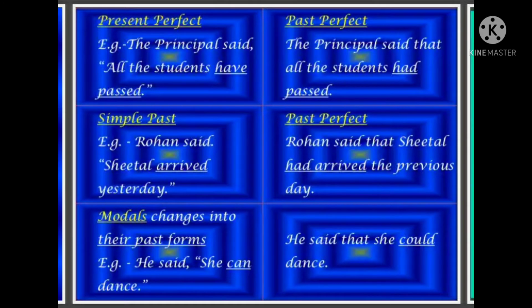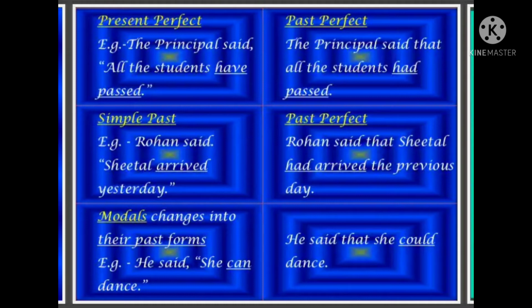See the chart, these examples, children. The principal said, "All the students have passed." This is present perfect. What will be the past perfect? The principal said that all the students had passed. Have has become had. Simple past will become past perfect.